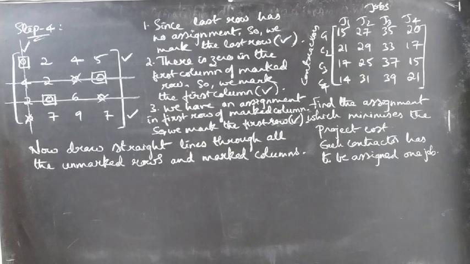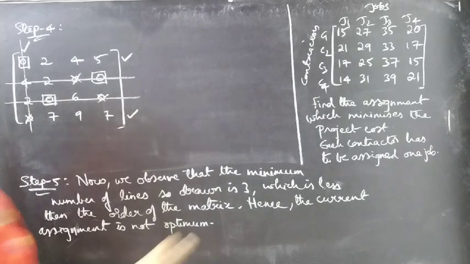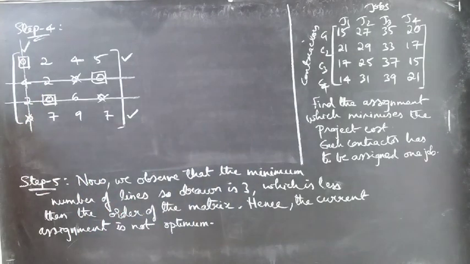Here we have 1, 2, 3 lines, which is less than the order of the matrix, which says that it has no optimal solution. We have 3 lines, which is less than the order of the matrix. The order of the matrix is 4, right? 4 by 4, which shows that the assignment is not optimum.